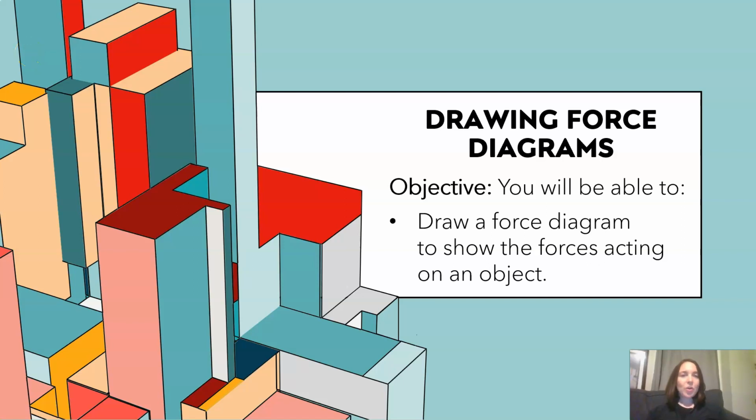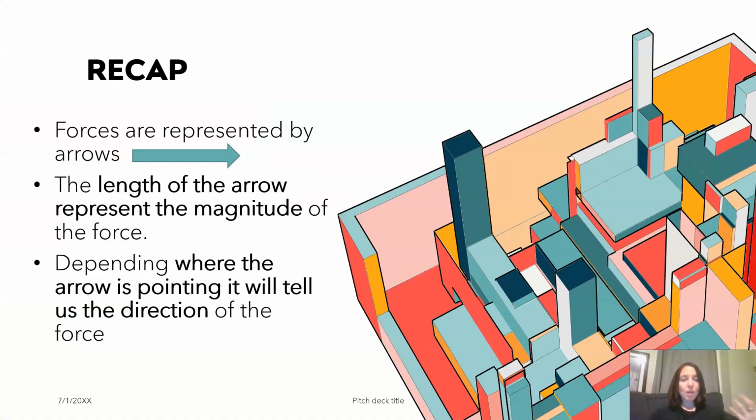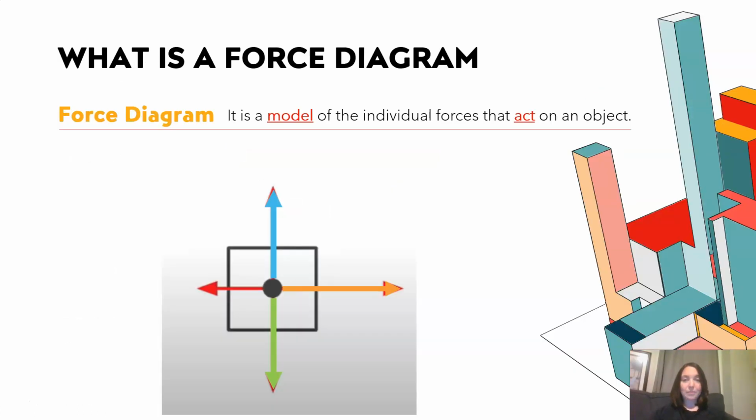In this lesson, we're going to draw force diagrams. Your objective is to be able to draw a force diagram showing the forces acting on an object. To recap what you've learned, forces are represented by arrows. The length of the arrow represents the magnitude, or the size, or how strong the force is. And depending on where the arrow is pointing, it will tell us the direction. So it could be pointing left or right, up or down, or maybe north, south, east, or west, for example.